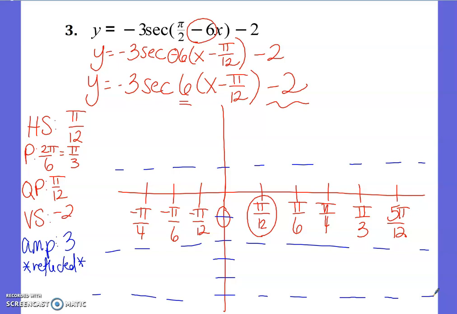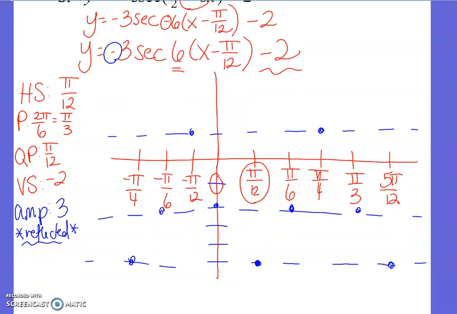Okay, so there are 3 dashed lines. So let's go to our starting point. Cosine always starts at the top, but since it's been reflected because of this negative sign out front, we're starting at the bottom. And then middle, top, middle, bottom. And then middle, top, middle, bottom. Awesome.